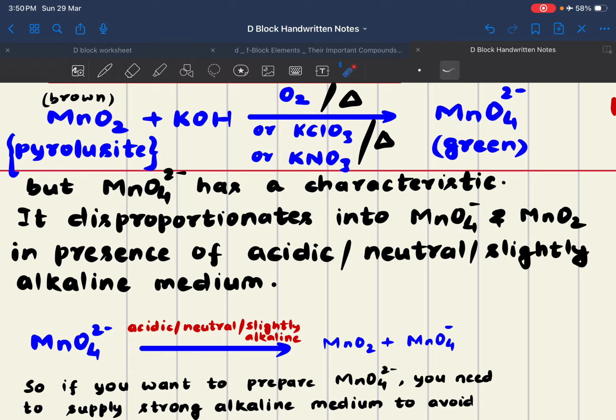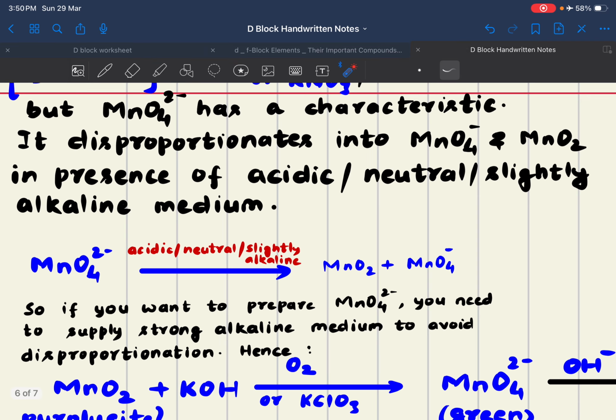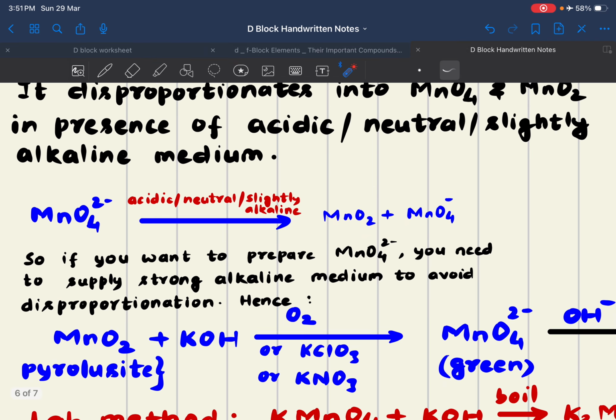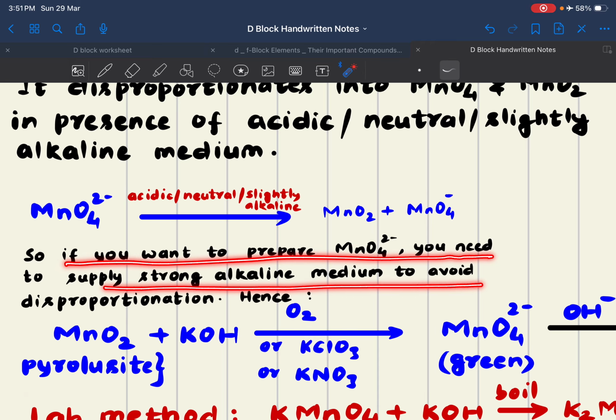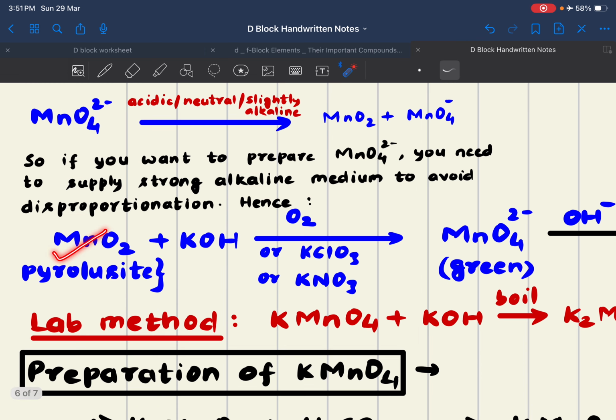If you want to prepare it, that means you want to store it, and if you want to store it, you have to provide a strong basic medium. Is it clear, guys? So this was the point I have also written. If you want to prepare MnO4 2 minus, you need to supply a strong alkaline medium to avoid disproportionation. Hence, this is the reaction, the final reaction.